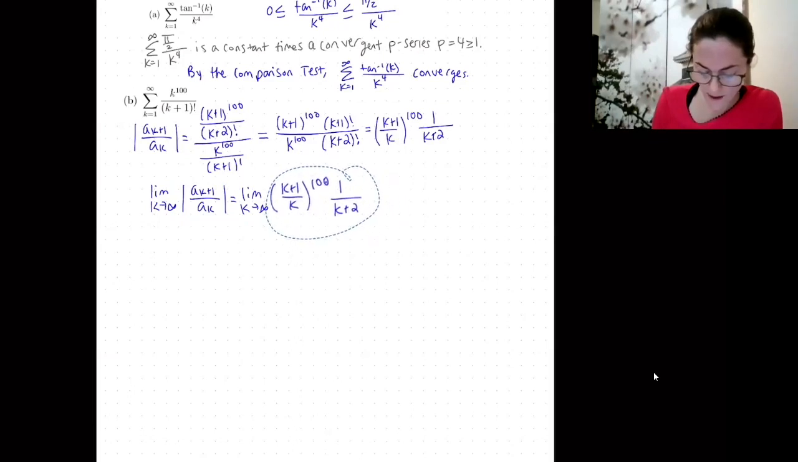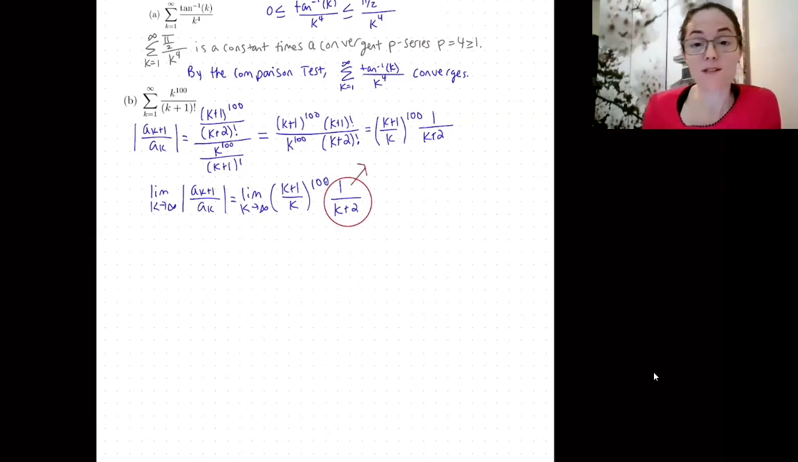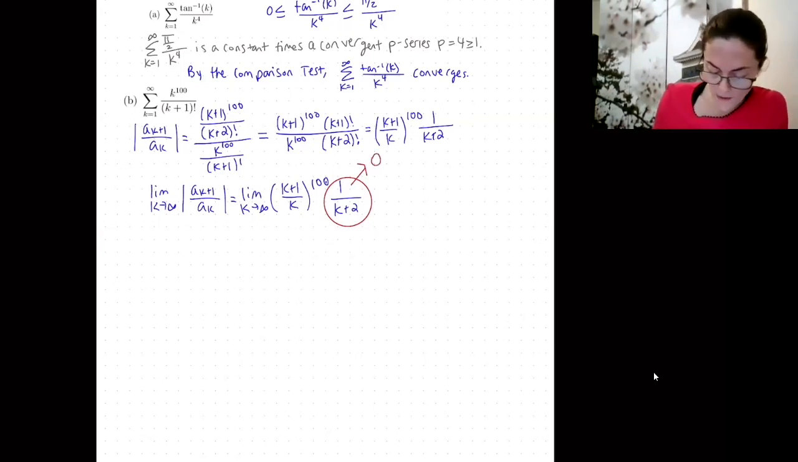We've already simplified. Now we have to think about this, and maybe I will move to red. This, we know what's happening. Uh-oh, here. As k goes to infinity, while the denominator is growing without bound, this is going to 0. Now, what about this term?